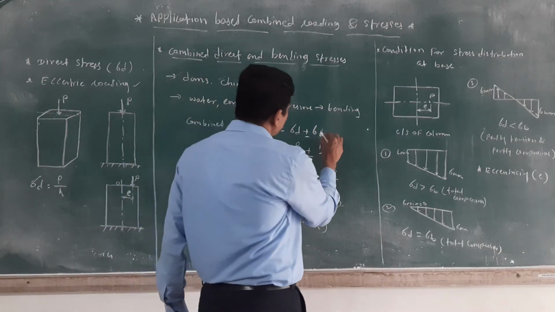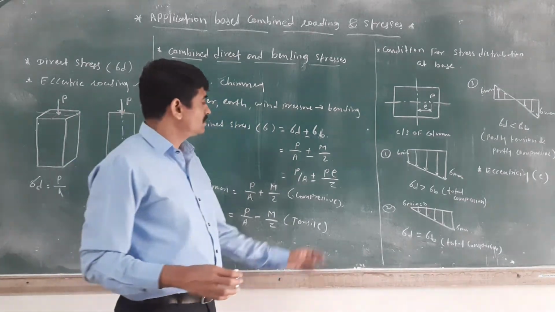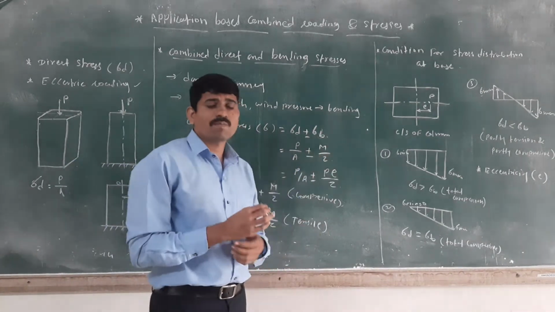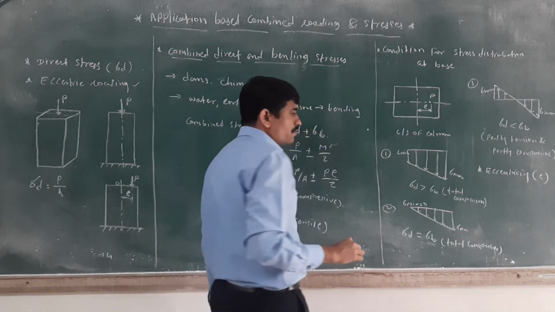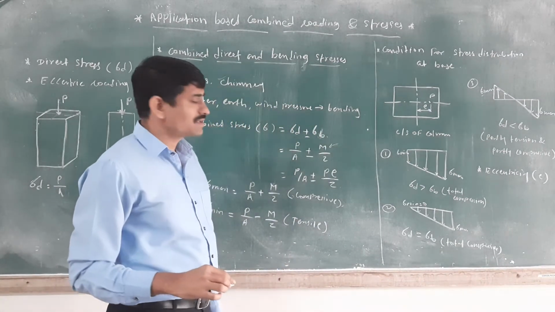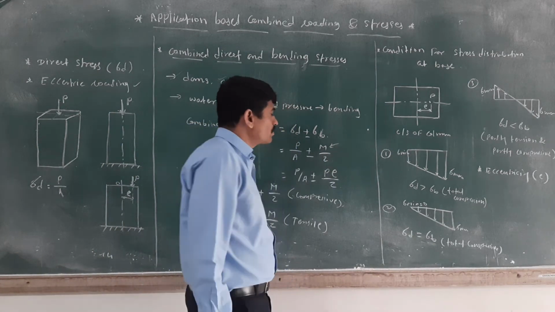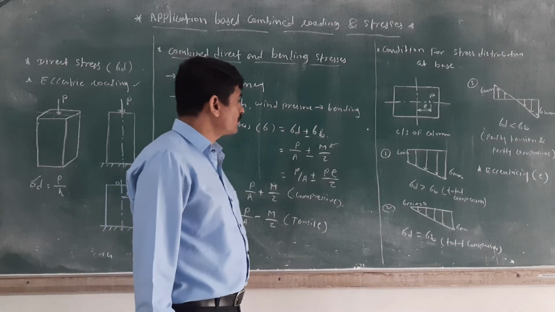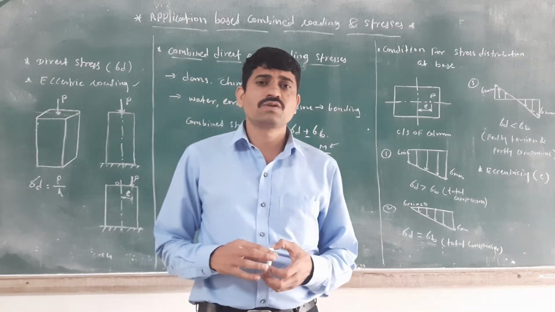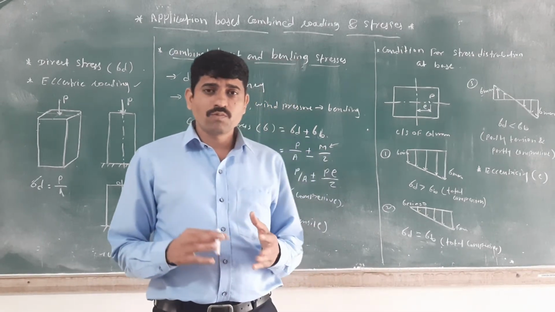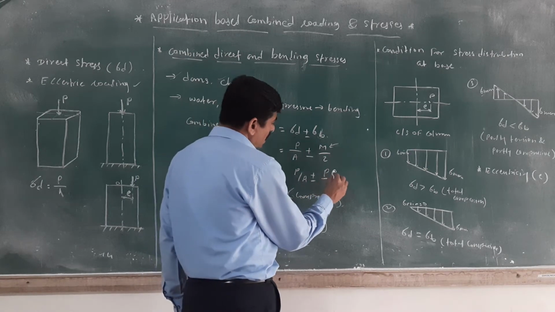Plus, how to calculate the bending stresses? In unit number 3 we have seen sigma B is equal to M by Z. What is the M? M is nothing but the moment about that axis. What is the moment? Moment is a force into distance. We have seen this in unit number 2. Force is again denoted by P, and what is the E?